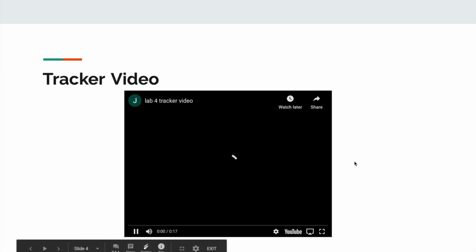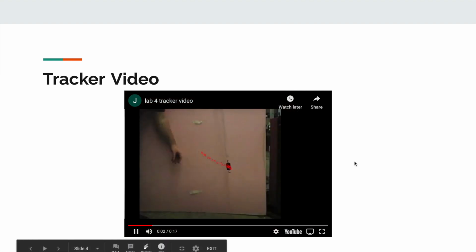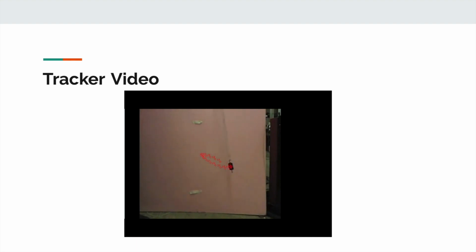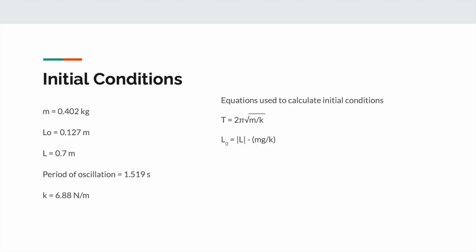And here is the Tracker video. So the initial conditions of the system. We have the mass defined, the relaxed length of the spring, the period of oscillation, and the spring constant. The first equation, as we can see on the right, was used to find the spring constant, and the second equation was used to find the relaxed length of the spring.